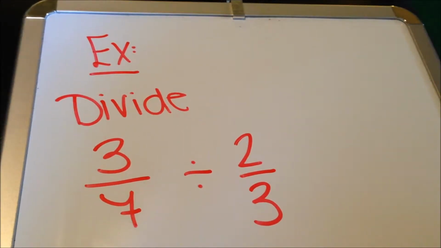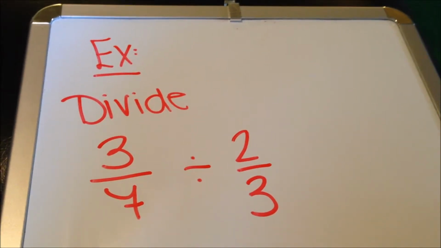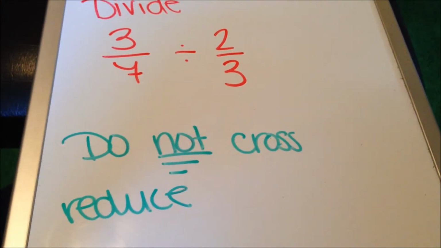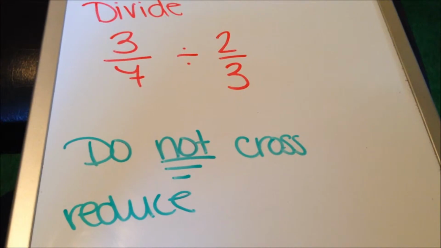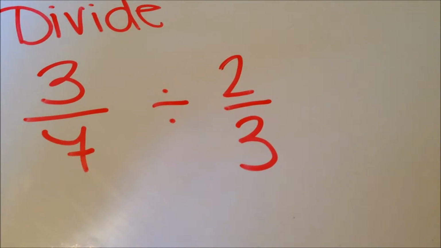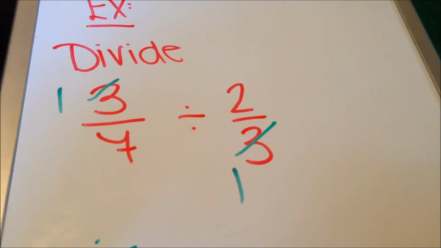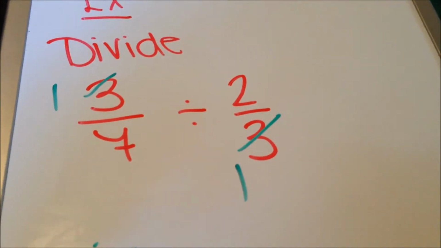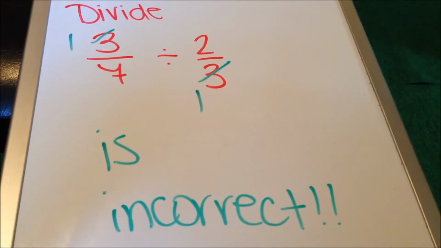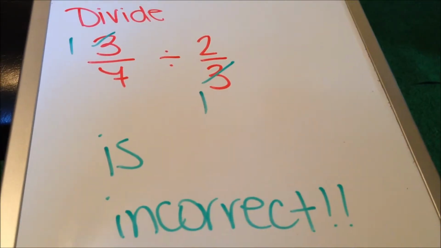Example, let's divide 3/7 by 2/3. So 3/7 divided by 2/3. The very first thing I want to tell you about division of fractions is that you do not, I repeat, do not cross-reduce when you see that division symbol. You cannot cross-reduce when you're using division. In other words, you may be tempted to cross-reduce those pesky 3's. We have 3/3, but I repeat, it's incorrect. Never ever cross-reduce when you are using division or when you see that division sign.